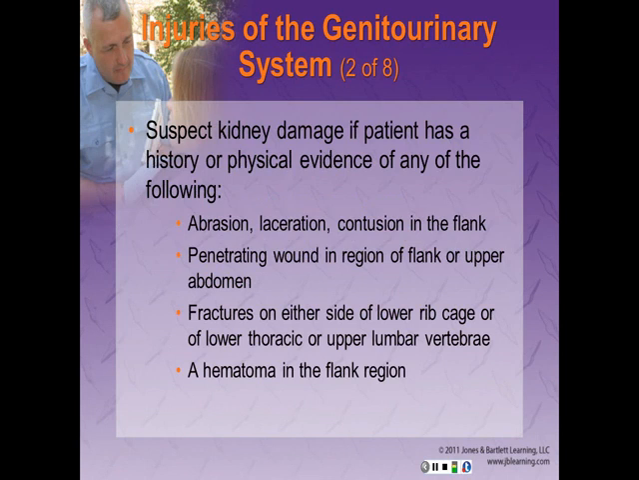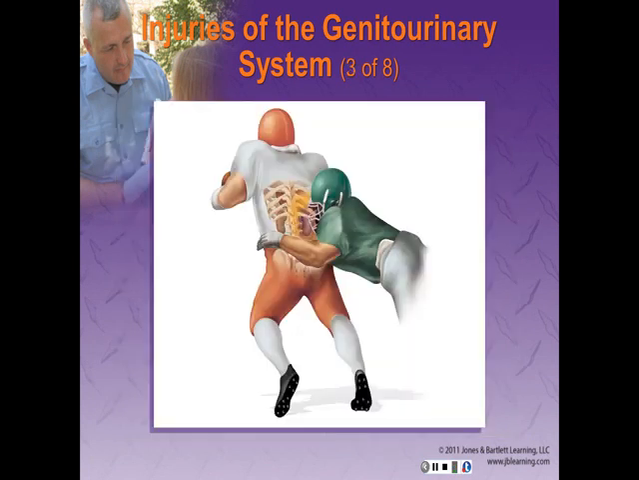You should suspect kidney damage if the patient has a history or physical evidence of any of the following: an abrasion, laceration, or contusion in the flank, a penetrating wound in the region of the lower rib cage called the flank or the upper abdomen, fractures on either side of the lower rib cage or the lower thoracic or upper lumbar vertebrae, or a hematoma in the flank region. Very common type of football injury that we see.